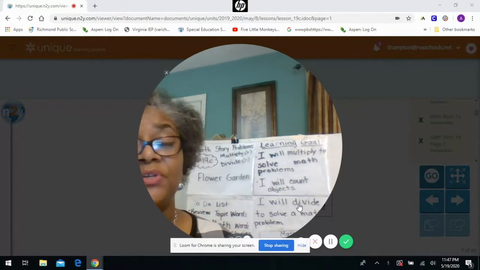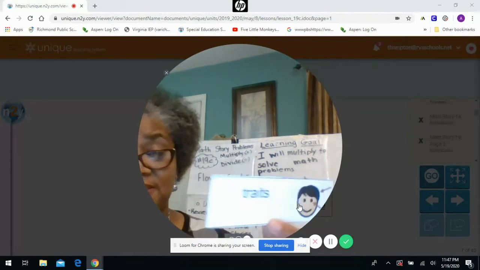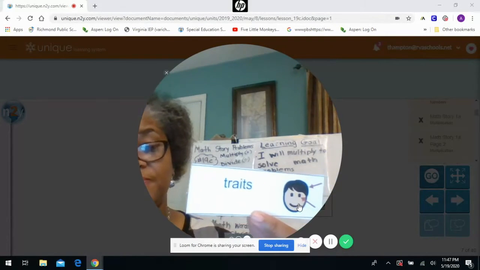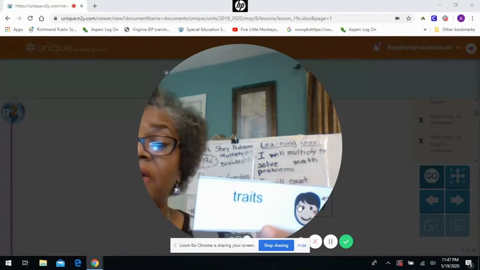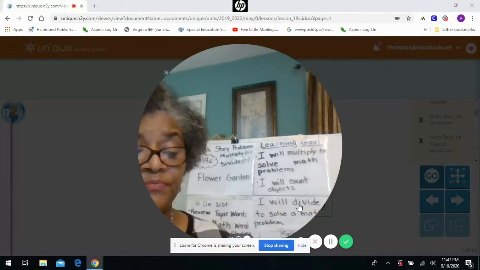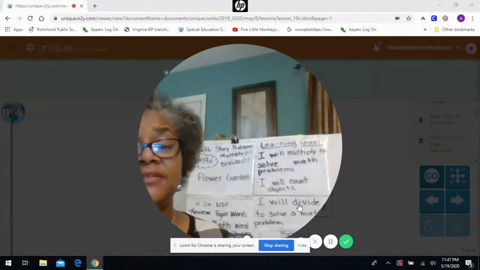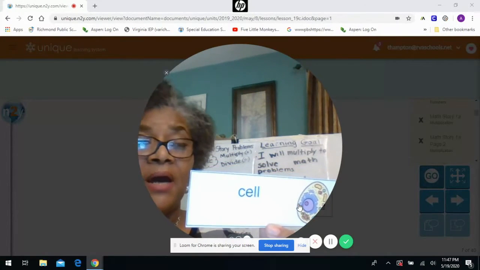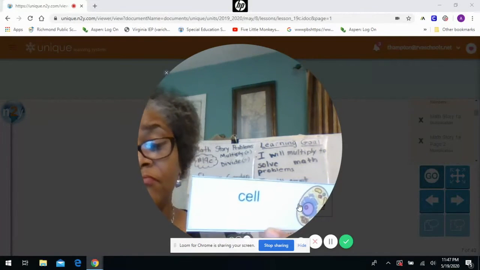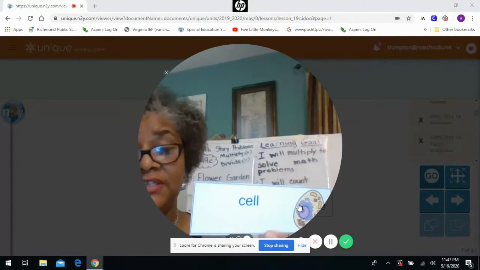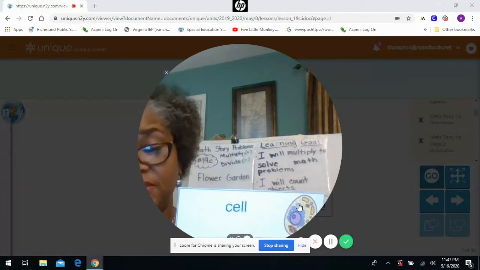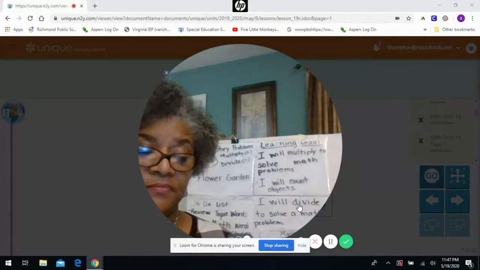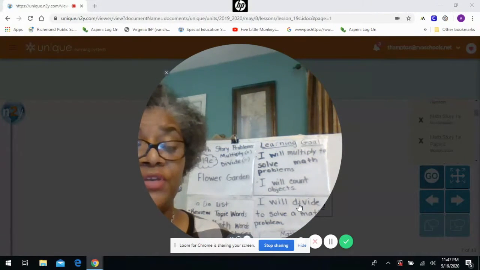So our first topic word is traits. Traits are what makes a person different from another person. It could be the color of your eyes or the color of your hair. The next word is cell. A cell is a tiny unit, a basic building block of living things. And all living things have cells. And it has a nucleus that's surrounded by a membrane. Now, when I hold up the card and you know the word, read the word, okay?